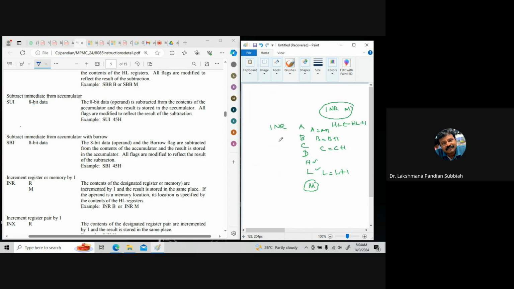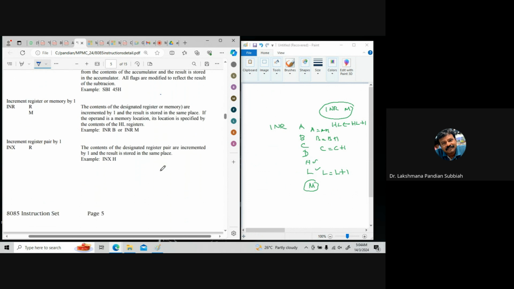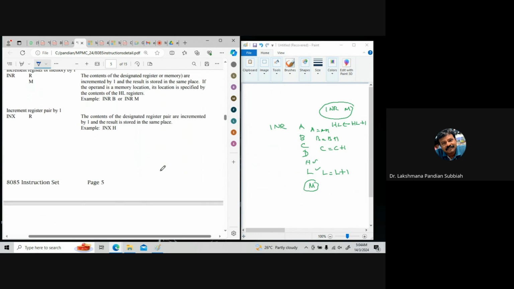Next instruction is INX. The argument for INX is a register pair. The register is either the HL pair, so we can have INX H. H here means you have to consider the pair: HL equals HL plus 1.